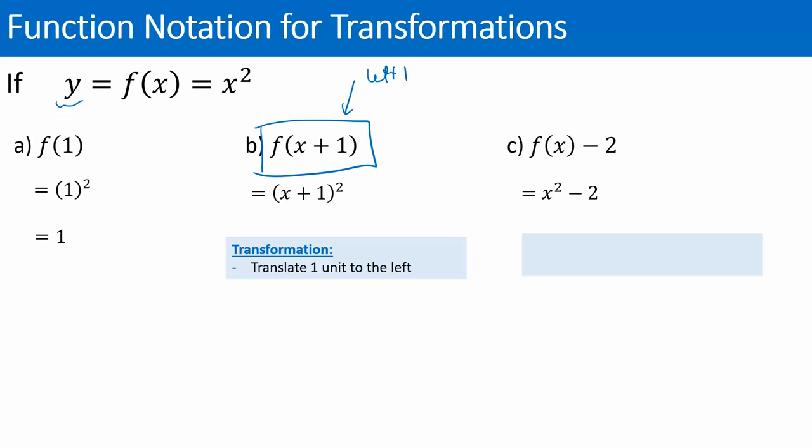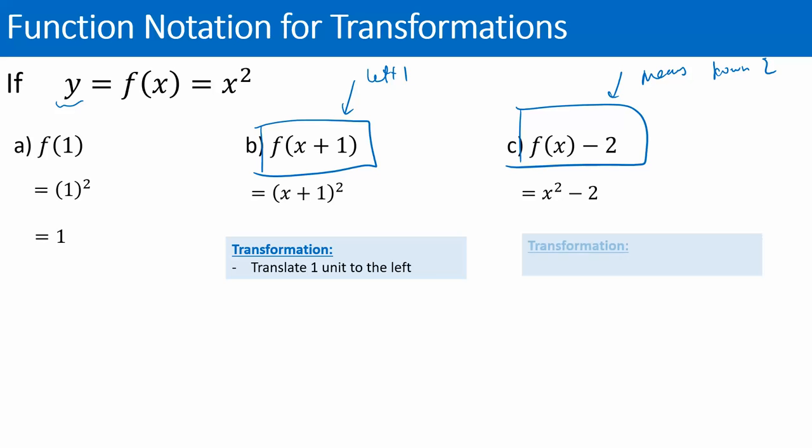x squared minus 2. Now let me ask you, what does the minus 2 on the outside do? What's the minus 2 do? Goes down 2. So this notation here means down 2.